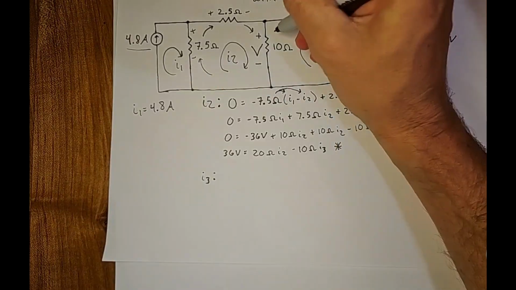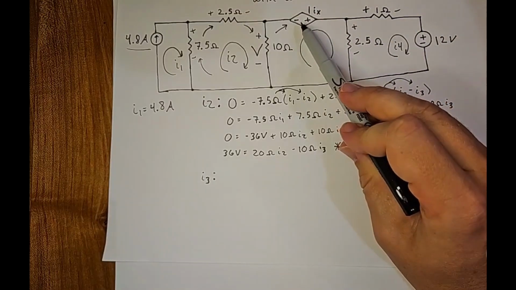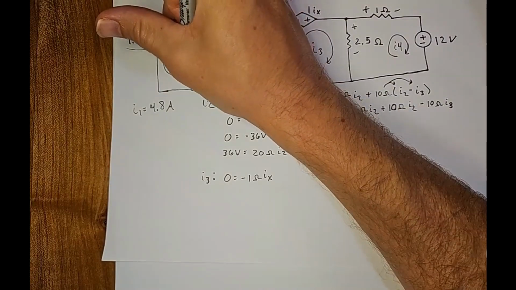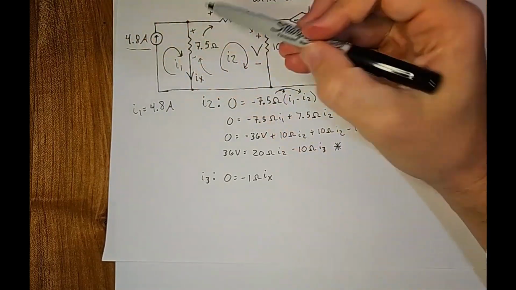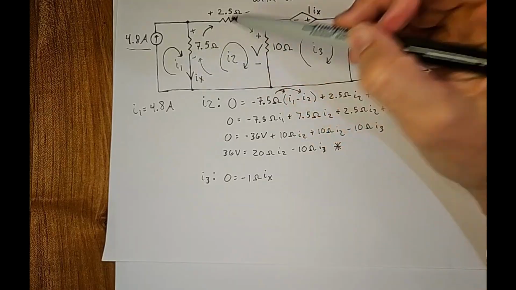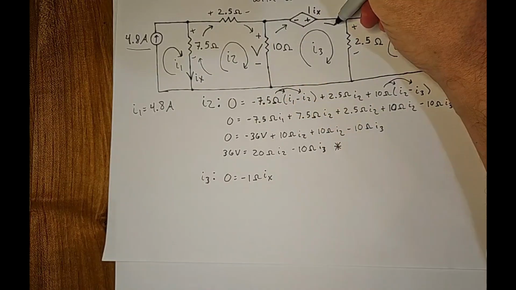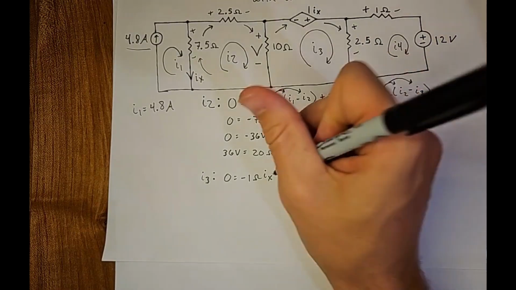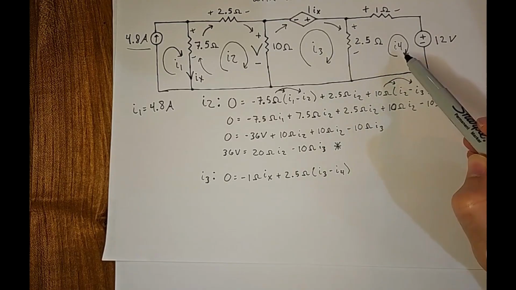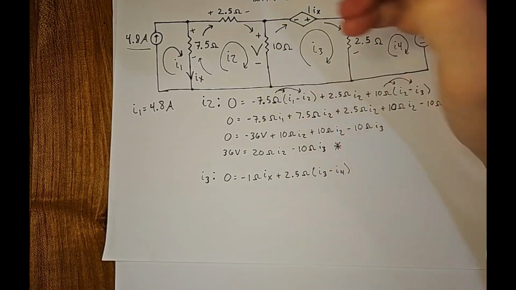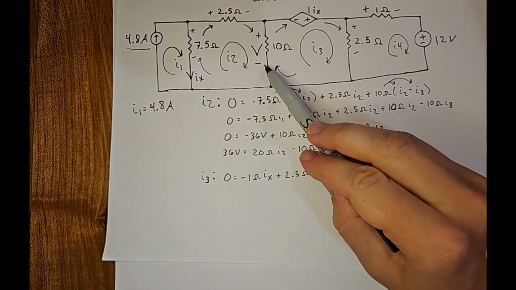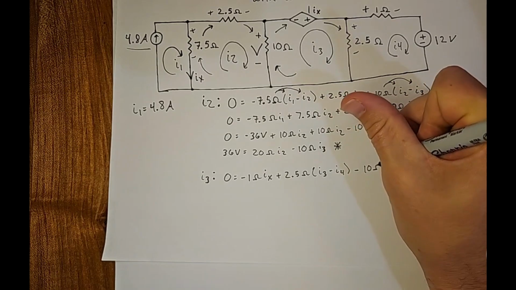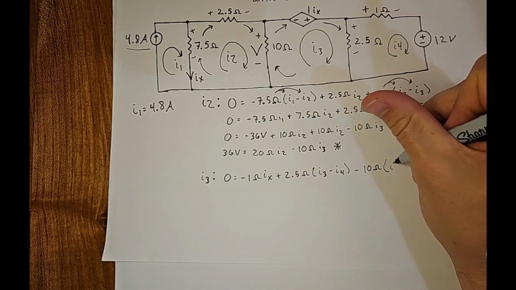Now let's move on to I3. Let's start at the top here and go this way. Negative 1 ohm IX. I just realized I never defined where IX is. Just so we know, this is IX. It's the current coming down this way, so it's going to be whatever I1 minus I2 is. Now we'll continue this way. We hit that positive 2.5 ohm resistor that's shared with I4, so we have plus 2.5 ohms times I3 minus I4. We're going to continue around. That negative side of the 10 ohm resistor, and again, this is going to be I2 minus I3.